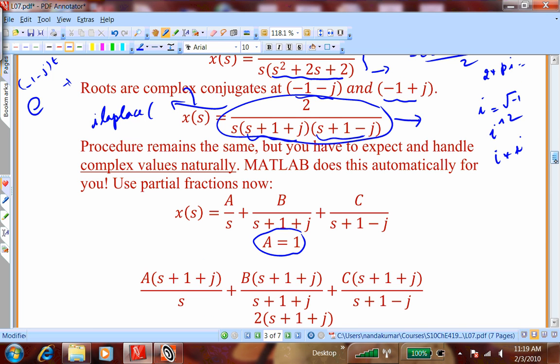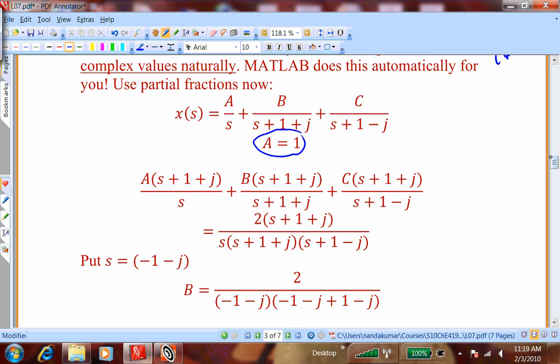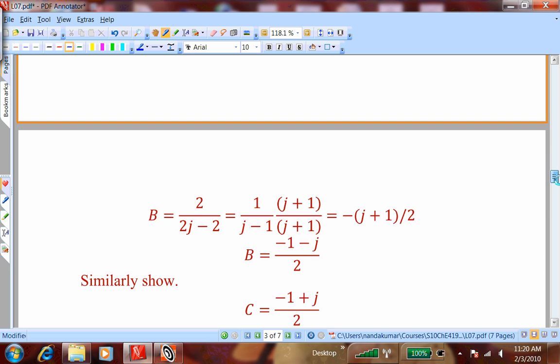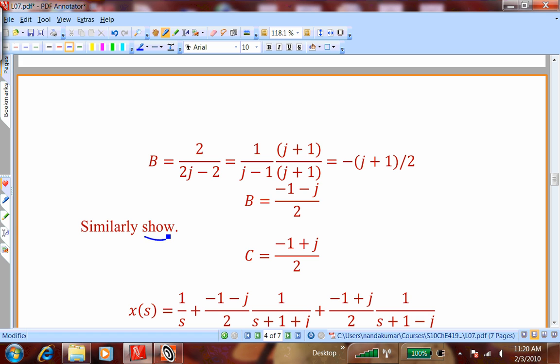Okay? That process of evaluating the constants would be the same. Multiply by, for example, s plus 1 plus j, and then put s equal to minus 1 minus j to cancel that term. Okay? So whatever you're doing in real arithmetic, you're going to do in complex arithmetic. Cancel one term at a time, and you will find b to be a number. It could be a complex number. In this case, b turns out to be (minus 1 minus j) over 2. And similarly, I want you to work out for yourself that c is (minus 1 plus j) over 2.